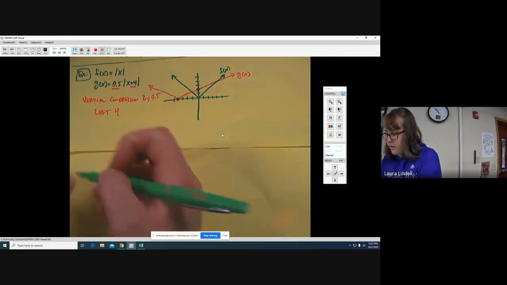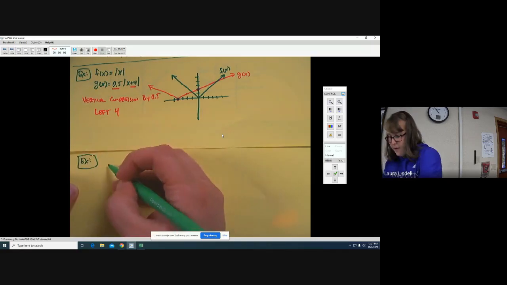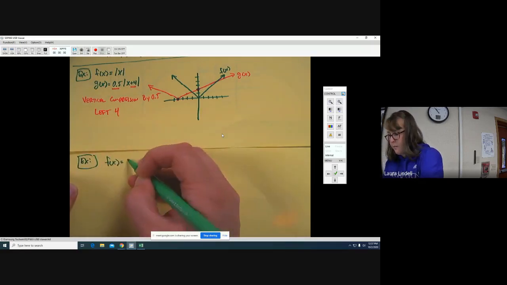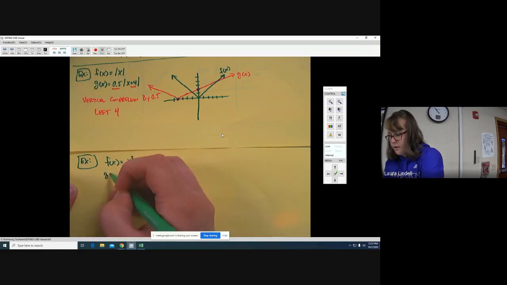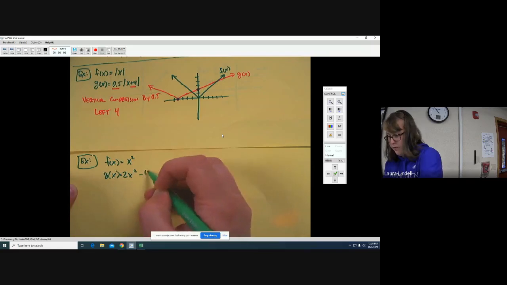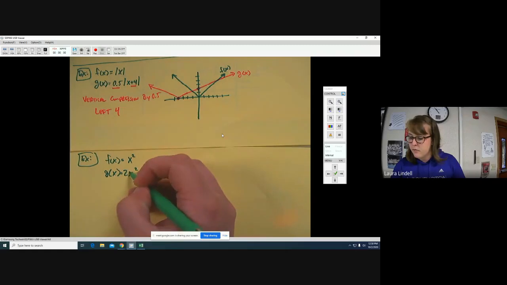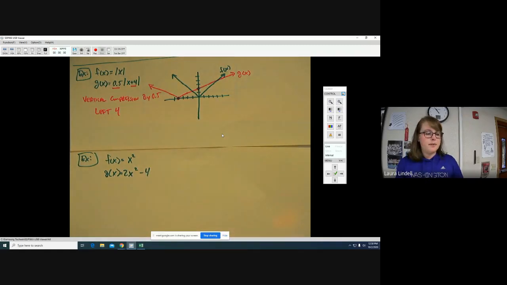Let's go. This time, f of x is going to be x squared. g of x is going to be 2x squared minus 4. Okay, so in the chat, tell me what happened to it. Did it get stretched or shrunk or compressed? Did it move left, right, up, down? What happened to it? What do we think?